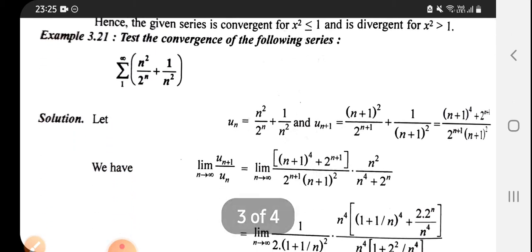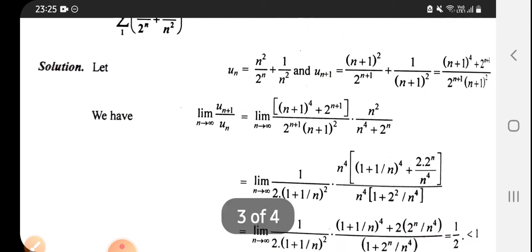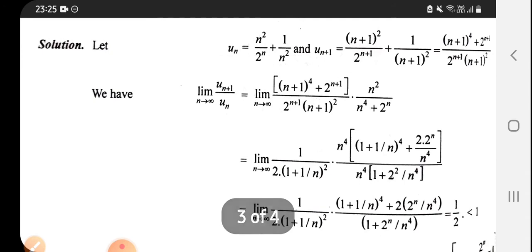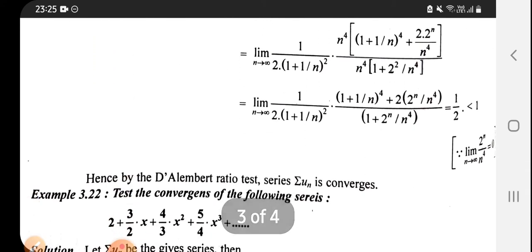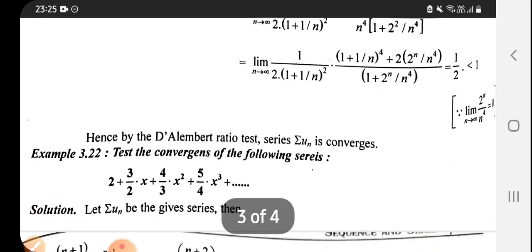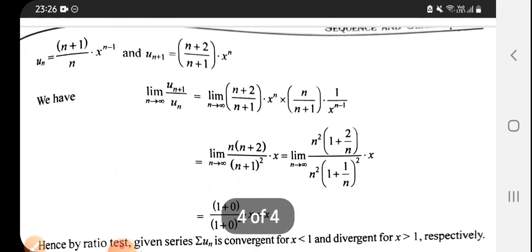Test the series of the following. This is un, and this is un plus 1. We find the ratio, that is 1 by 2, less than 1. Then by D'Alembert ratio test, the given series converges.